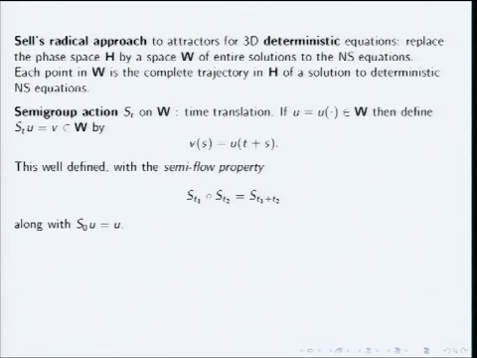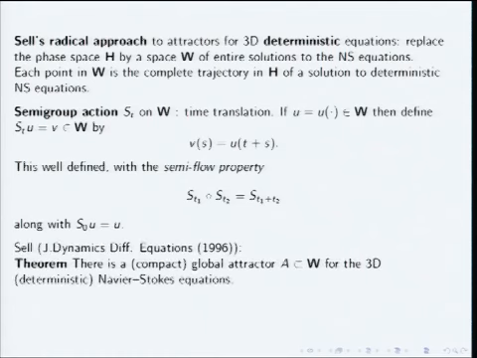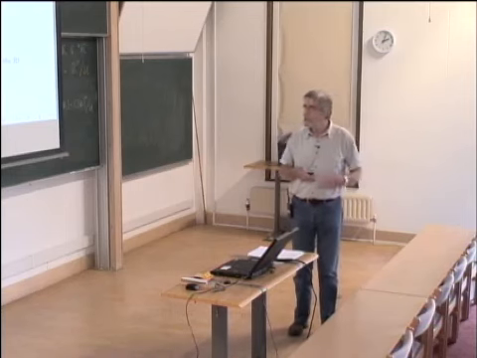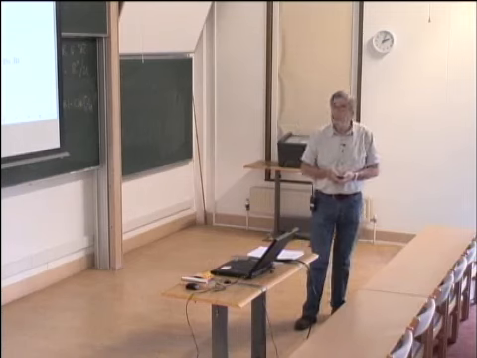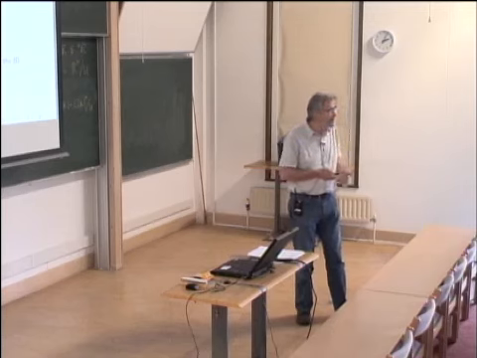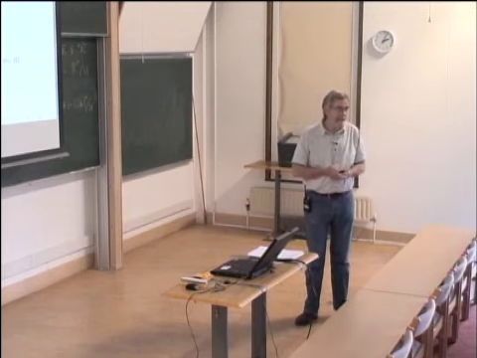So time translation gives you a semigroup, and what Sell did was to show that in that setting, in 3 dimensions, you have an attractor. That is a set of paths which is compact, invariant, and has all the attraction properties that you'd expect. So the thing is, how can we extend this idea to the stochastic equations?